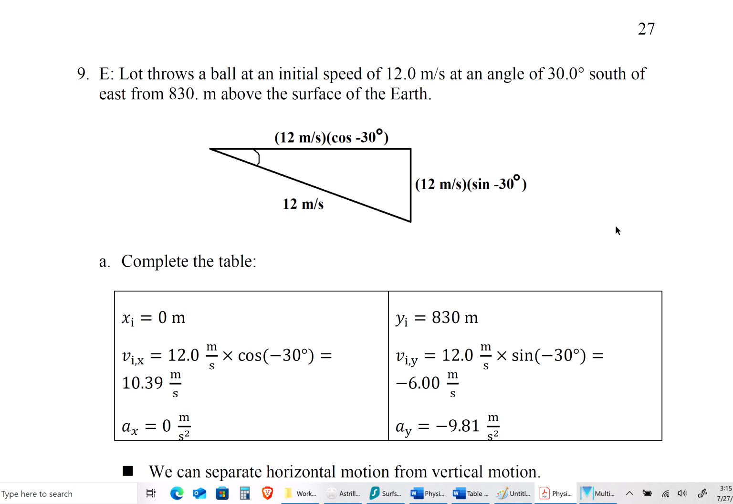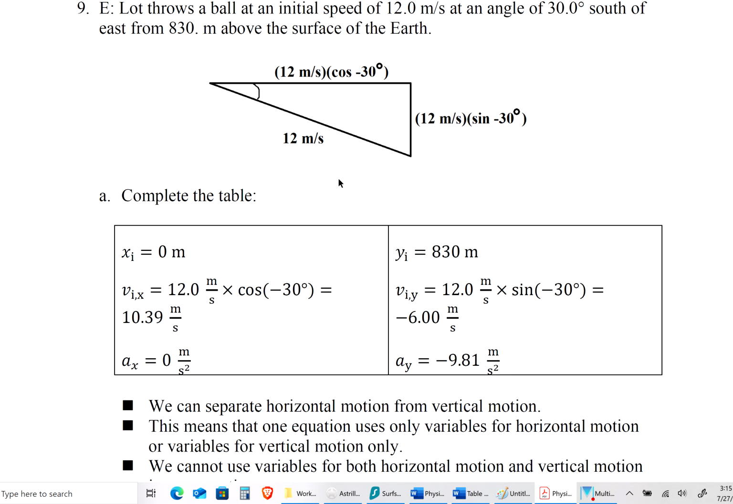Question number 9. Lot throws a ball at an initial speed of 12 meters per second at an angle of 30 degrees south of east from 830 meters above the surface of the earth. So it's going to look something like this. Part A, complete the table. You notice the angle is negative 30 degrees because it's below the surface of the earth that it's thrown. Or below the horizontal.